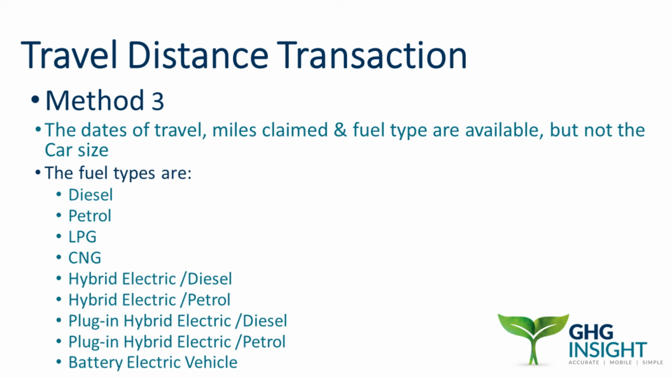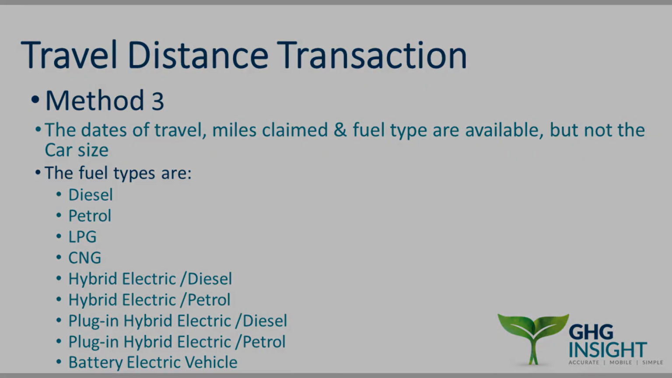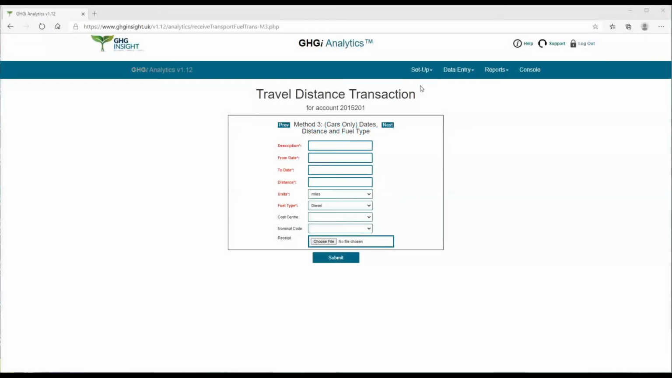You then make another entry for the next fuel, which might be diesel. The system calculates the emissions for that fuel based on the mileage and, again, average car. All fields marked in red are required fields. The first field is the description field. In this case, I will enter Petrol, Grey Fleet, April 2020.